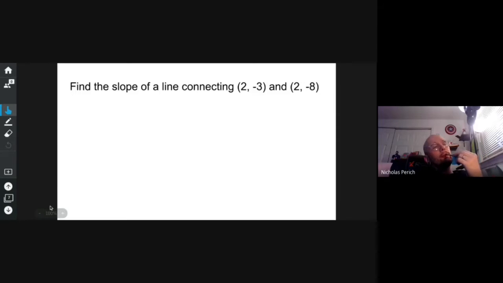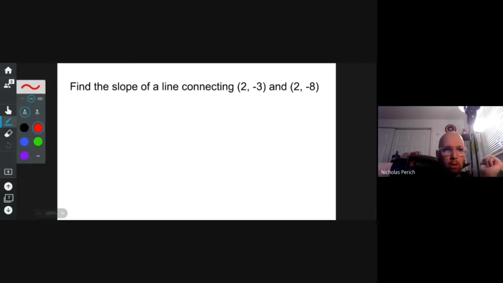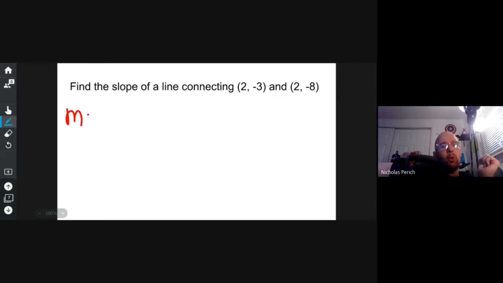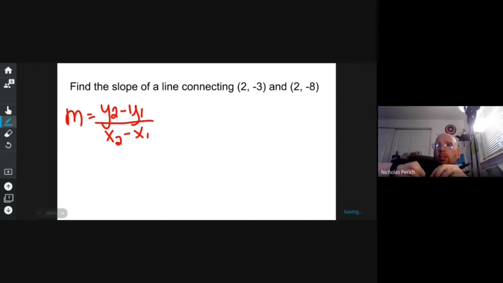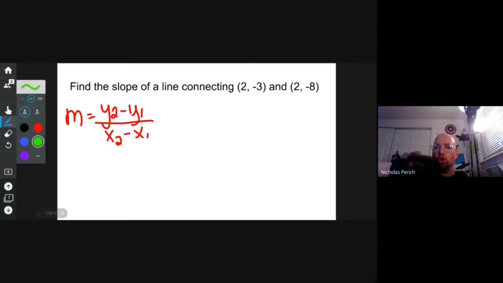What a jerk. So, just a gentle reminder, and if you have scrap paper, notes, or whatever, try to work faster than me. The slope formula is m equals y sub 2 minus y sub 1 over x sub 2 minus x sub 1.